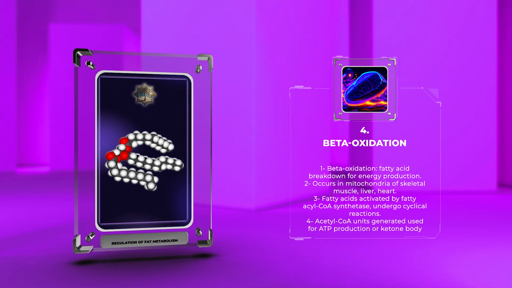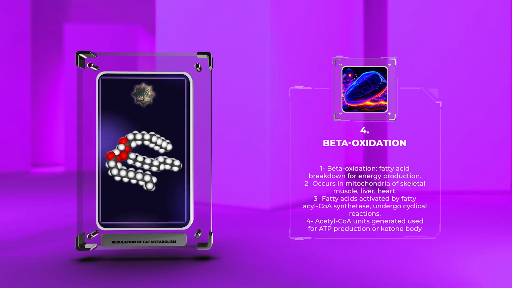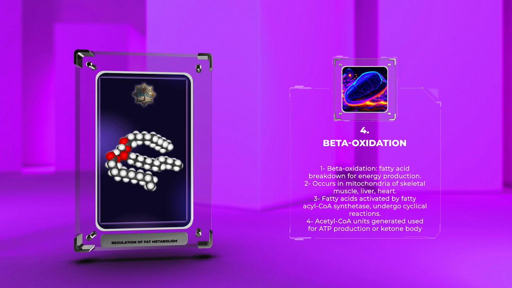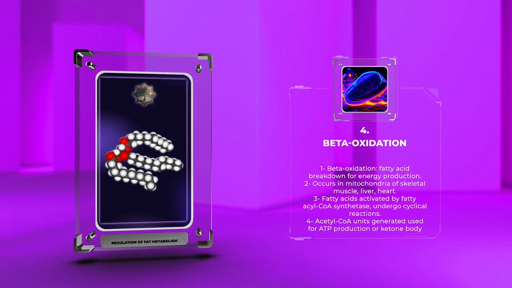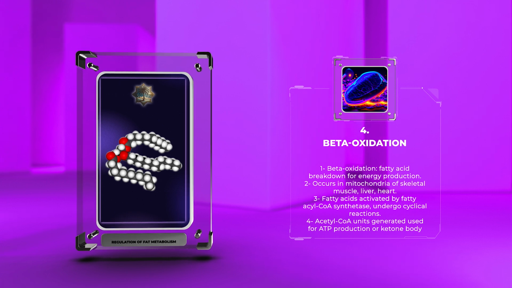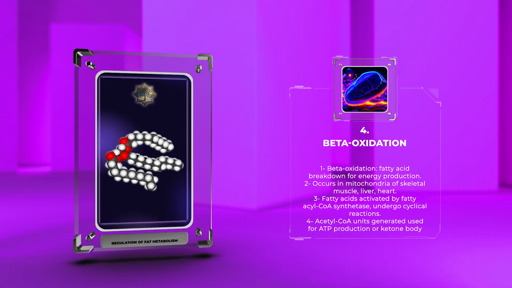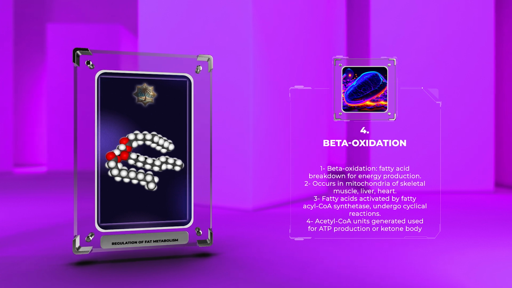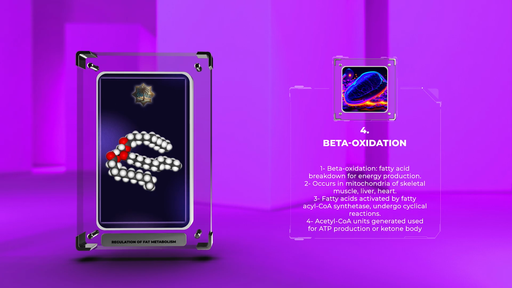The acetyl-CoA units generated through beta oxidation can directly enter the citric acid cycle, also known as the Krebs cycle, to generate ATP or be used for the synthesis of ketone bodies. Beta oxidation is a vital energy-producing pathway, particularly during times of prolonged fasting or intense exercise when glucose availability is limited. Now that we have explored beta oxidation, let us delve into the intricate relationship between insulin signaling and lipogenesis.